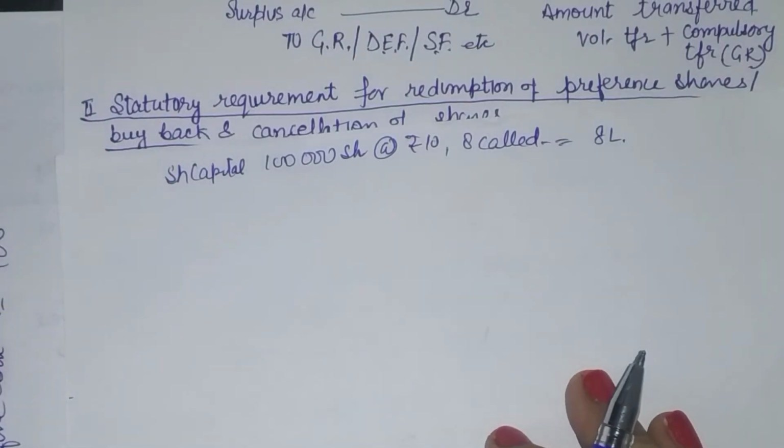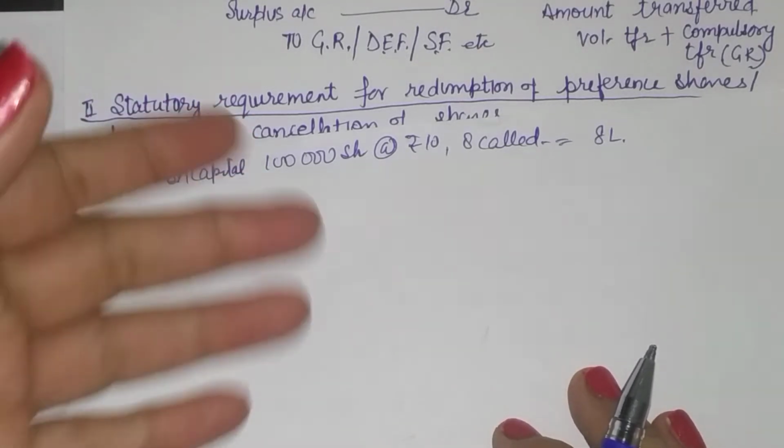Now suppose the company has sufficient profits but it doesn't want to distribute profits in the form of dividend, because dividend will imply cash will also go out. So the company wants to give this benefit of profits to the shareholders.